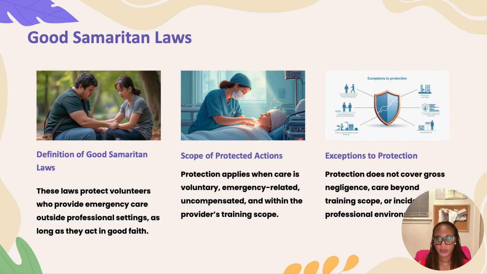Some exceptions: you may not be protected if you were grossly negligent, for example reckless or dangerous care, like giving the wrong medication or ignoring bleeding. Or if you were intoxicated or impaired, under the influence while giving care. Or if you were expecting compensation, like payment was offered or expected for your help. So these are exemptions, and you're not protected.